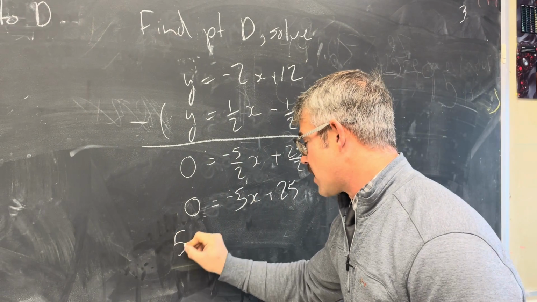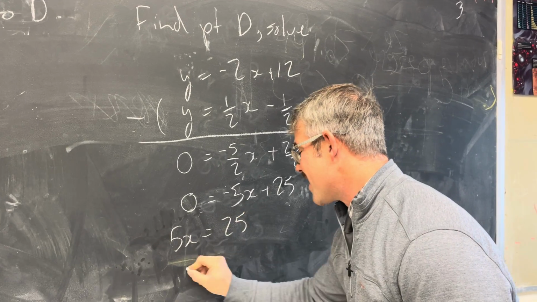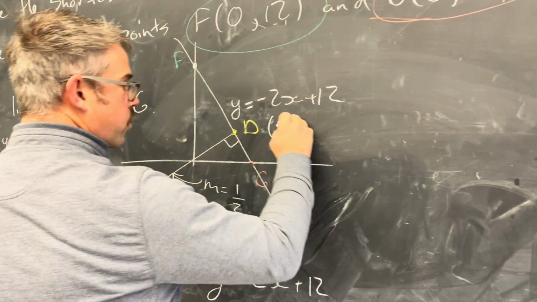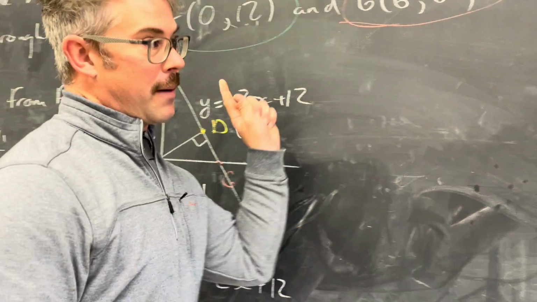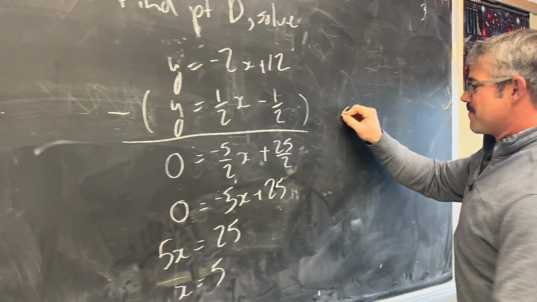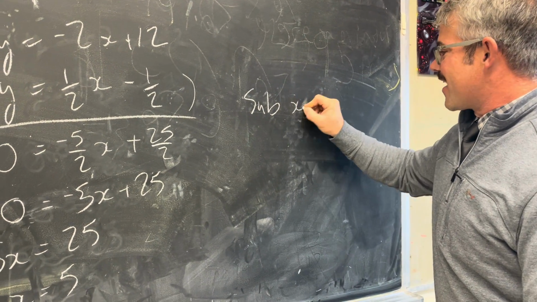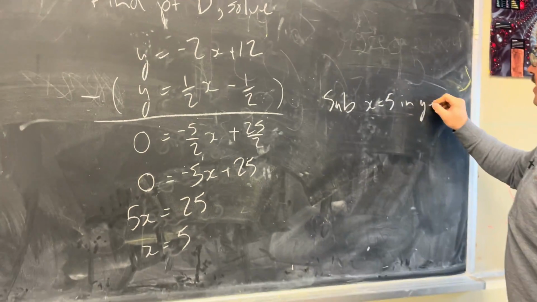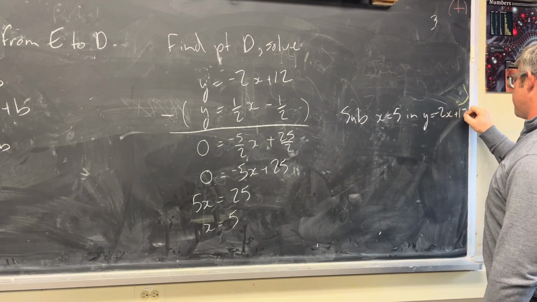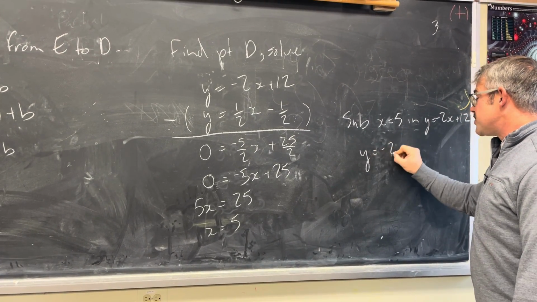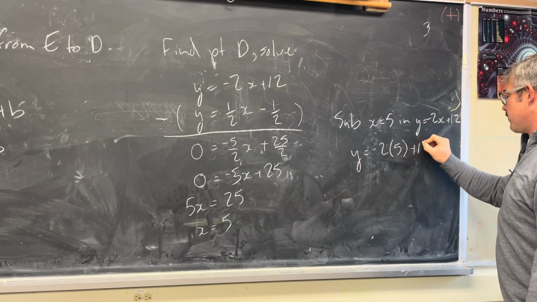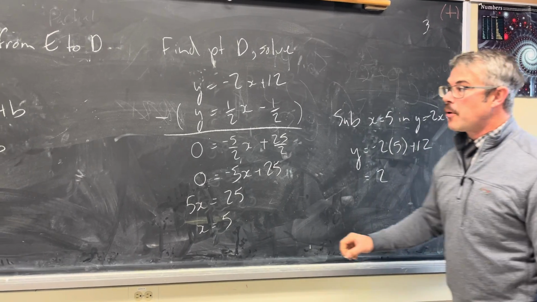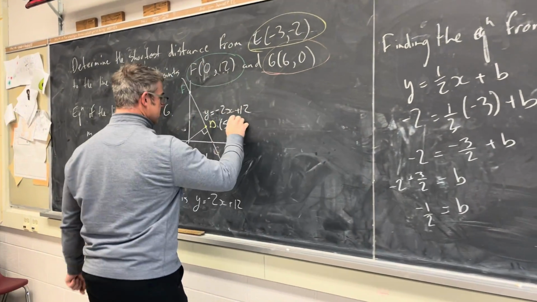Moving the 5x to the other side by addition leaves 5x equals 25, and hence x equals 5. So I know my point of intersection D over here has the x-coordinate of 5. Going back over here, we'll find our y-coordinate by substituting x equals 5 in either equation. And I think it's much easier to go in this equation. So y equals negative 2x plus 12. This is going to look like y equals negative 2 times 5 plus 12, which is just going to be 2, because we have negative 10 and 12. So we know our point of intersection now. It goes to 5, 2.